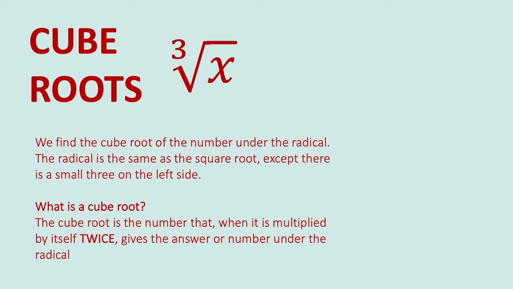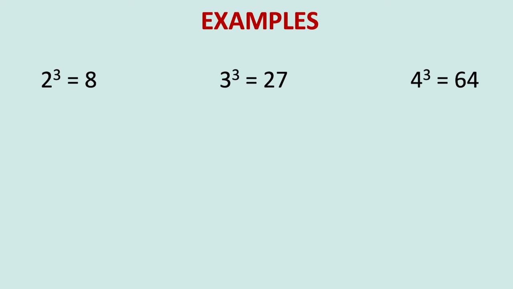What is a cube root? The cube root is the number that, when it is multiplied by itself twice, gives the answer or number underneath the radical. Let's go through some examples.